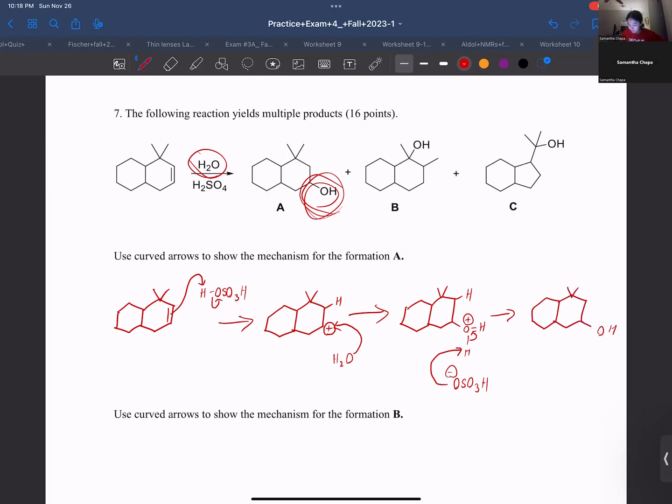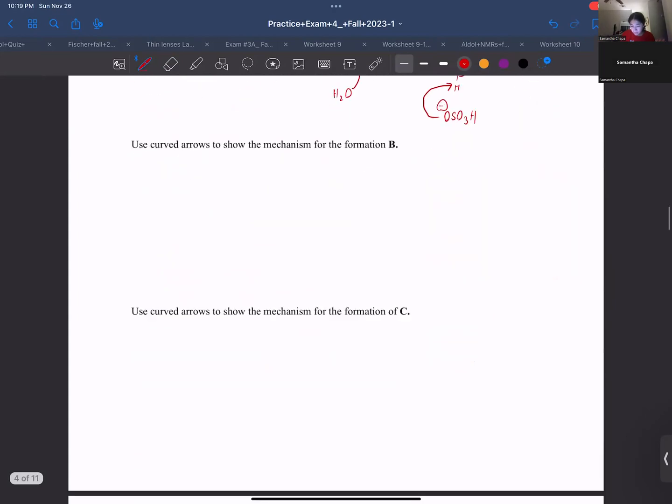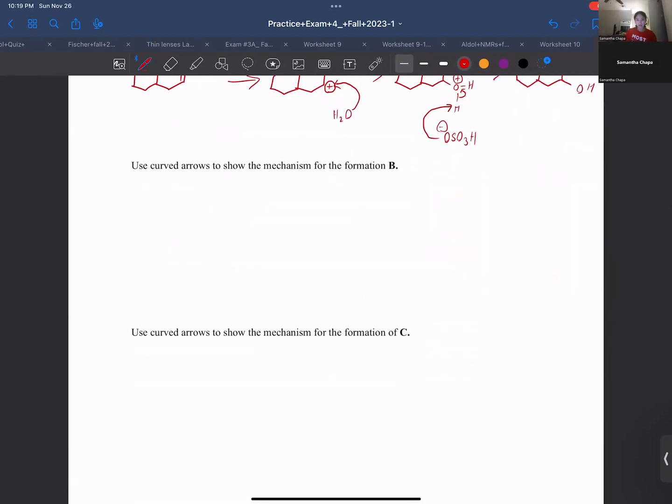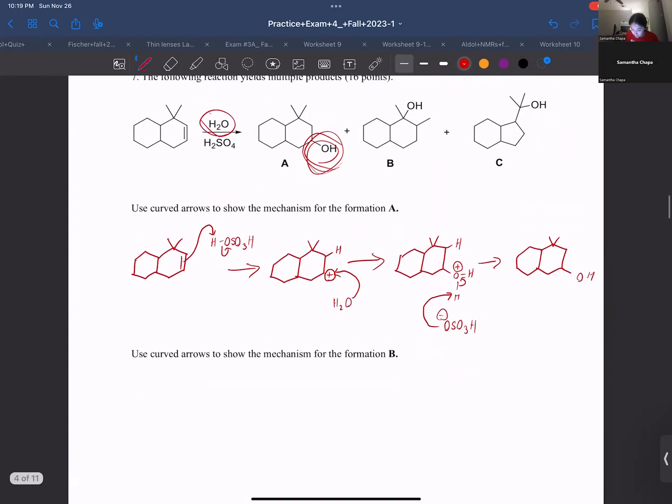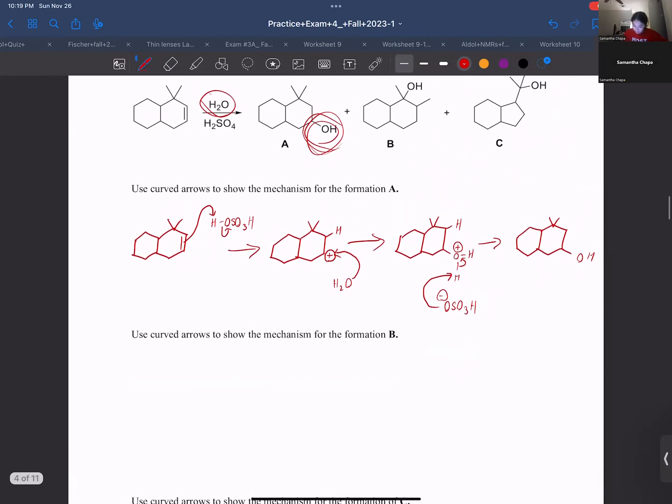This compound A, yes. A thing that I always saw is forgetting the deprotonation step. Don't forget this step. Our acid is our catalyst. So catalysts always reform at the end. And so that's why in the end it was this plus the catalyst reformation. But I don't believe you have to put the catalyst in the last step. If you put it, it's totally fine. Curved arrows for B. Okay.